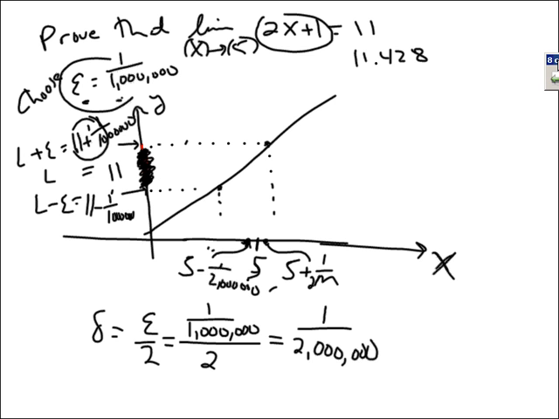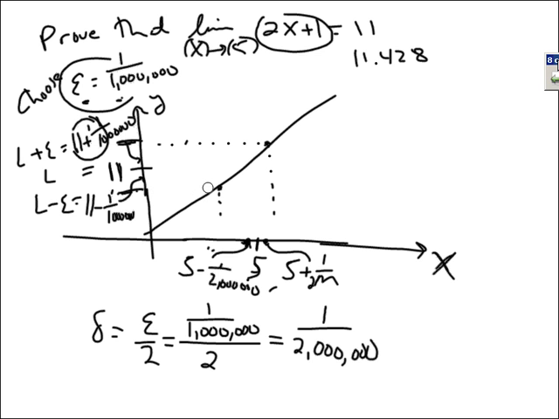And of course, if I shrink down or make epsilon smaller, epsilon used to be a third. Now it's a lot smaller. It's 1 over a million. Okay, so here is 11. Right here is L plus epsilon, and right here is L minus epsilon.